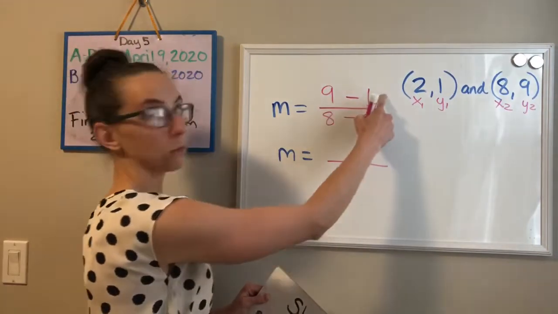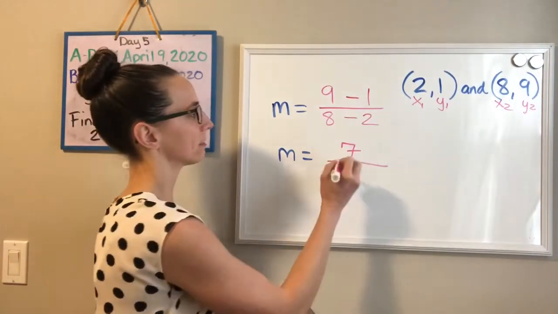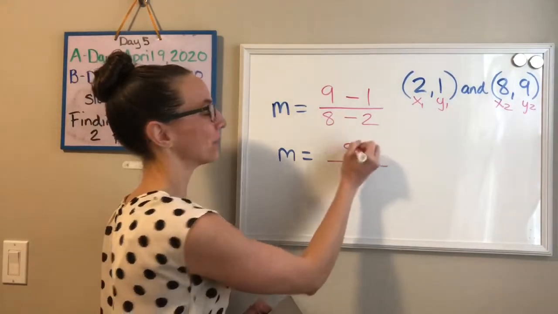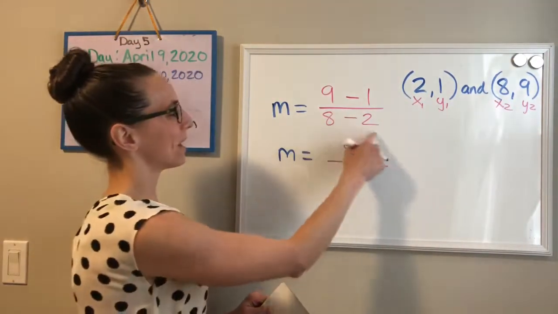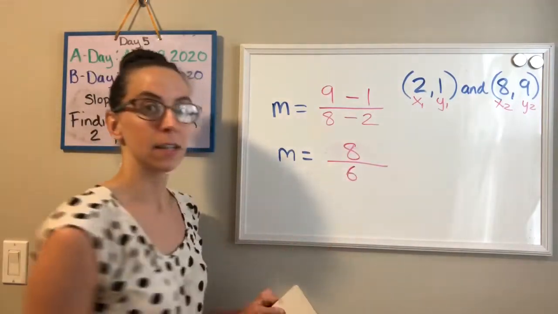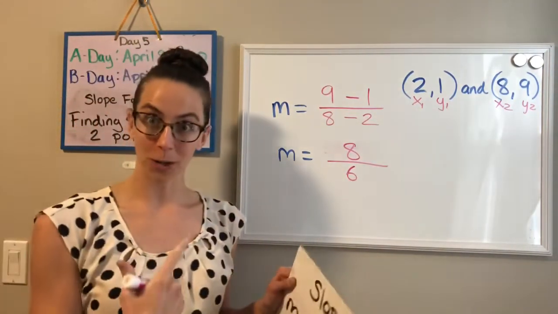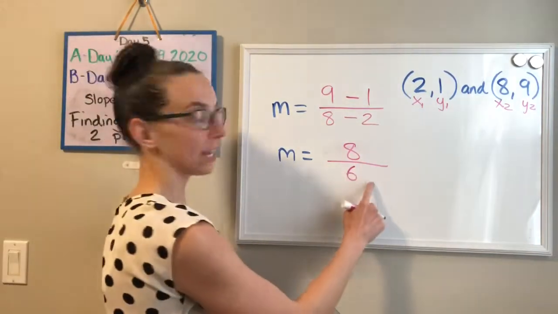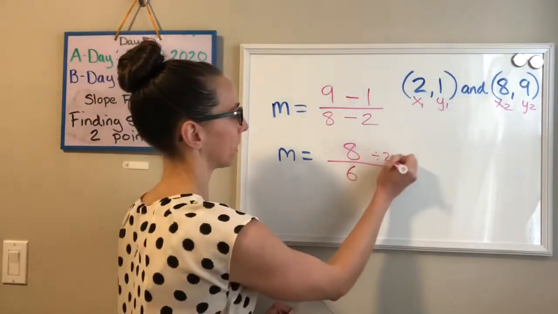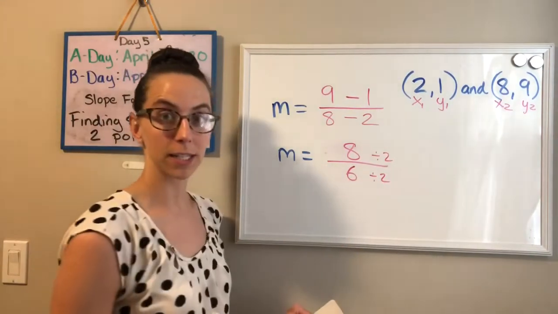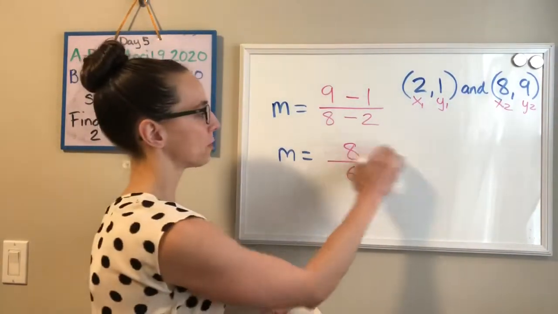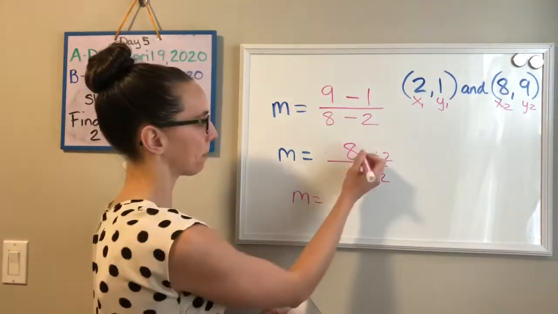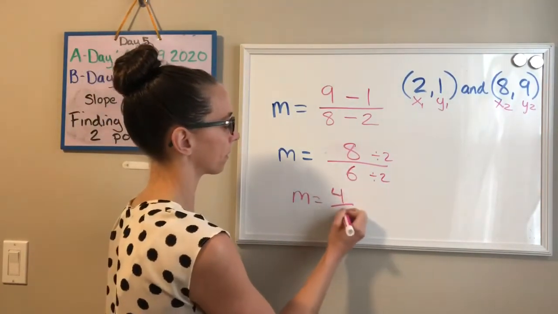9 minus 1 is equal to 8, and 8 minus 2 is equal to 6. But don't forget, just like the one on your quizzes, you have to simplify your slope always. So 8 over 6 can be simplified by a factor of 2, because that's a common factor. When I divide my numerator by 2 and my denominator by 2, I'm keeping that fraction equivalent, but my new number is 4 over 3.